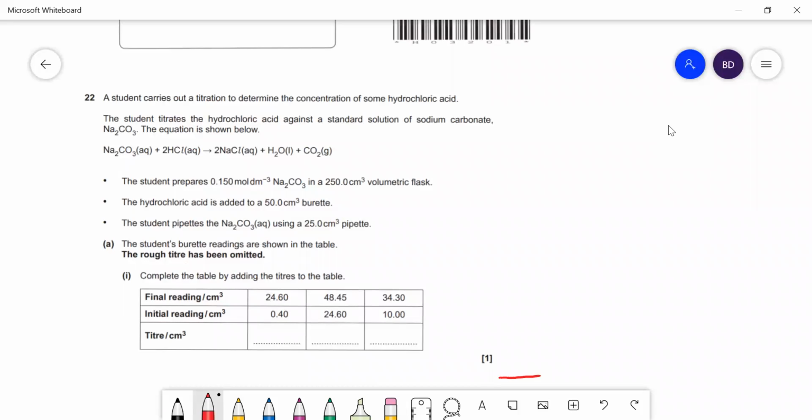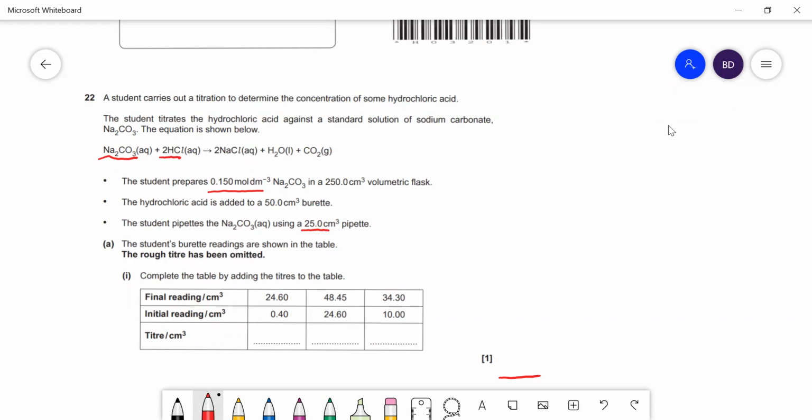A student carries out a titration. He gets sodium carbonate solution in the conical flask and hydrochloric acid in the burette. He makes up a standard solution of sodium carbonate of that concentration, and he puts 25 centimeters cubed of the sodium carbonate into the conical flask. The student's burette readings are shown in the table, and we've got to work out the titer there.